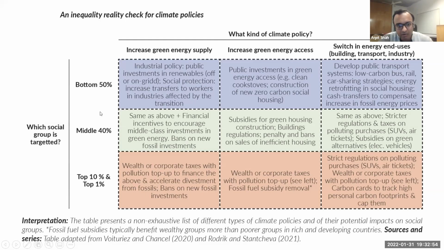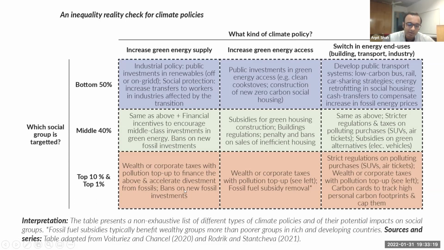And how can this be done? What's proposed in the report is wealth or corporate taxes for the top 1%. And a wealth tax is obviously stronger than an income tax because it also taxes your investments and your holdings and so on. And the collections from these taxes should be used to finance sustainable investments for the bottom 50%.